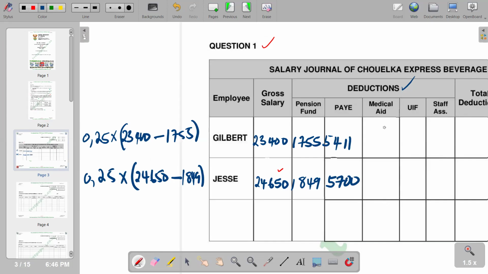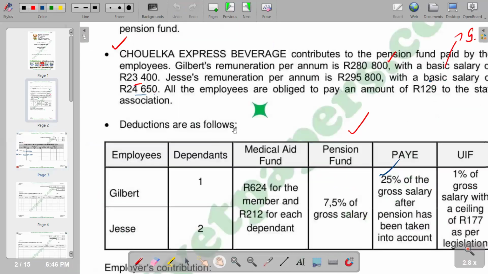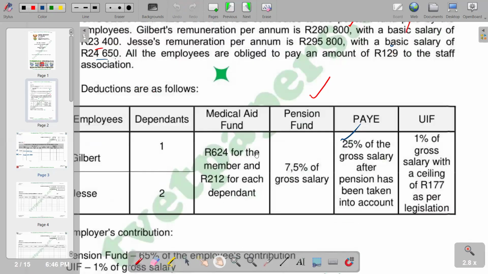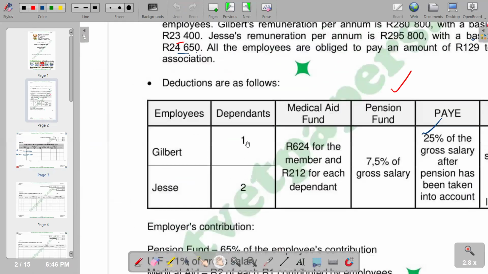Then we go to the medical aid, and check the instruction that we have under medical aid. So for medical aid, we are saying 624 rand for the member and 200 rand for each dependent. For Gilbert, we have only one dependent. So we say 624 for the member plus one dependent, which is 200 rand. We calculate like that, and our total medical aid for Gilbert is 836.